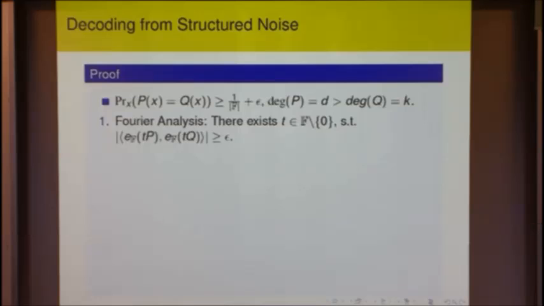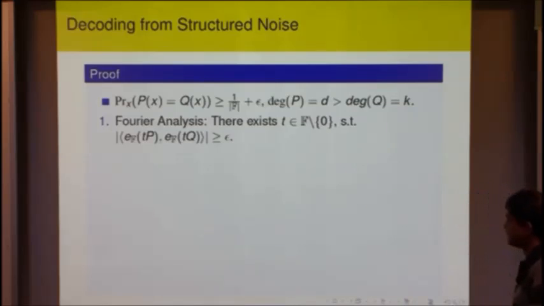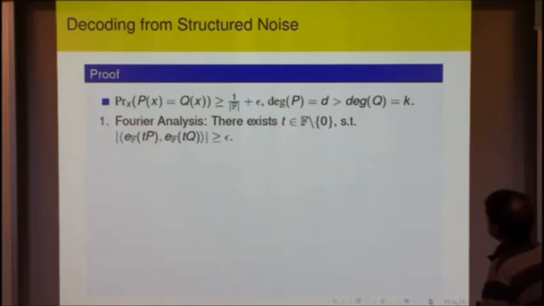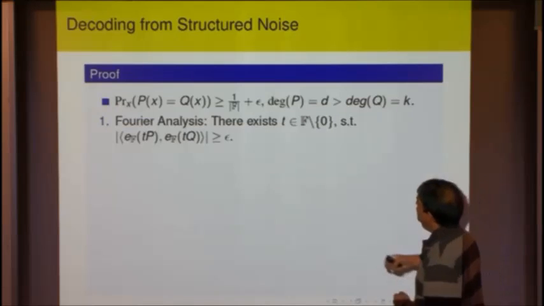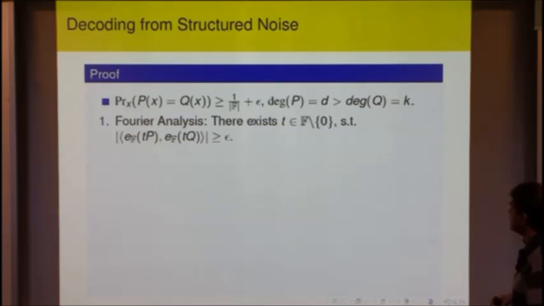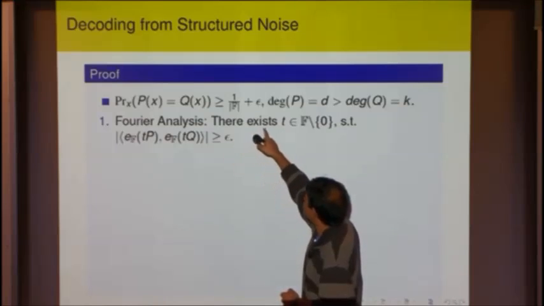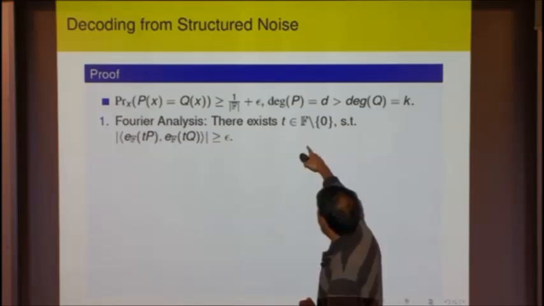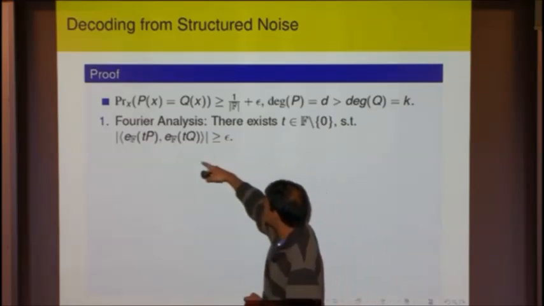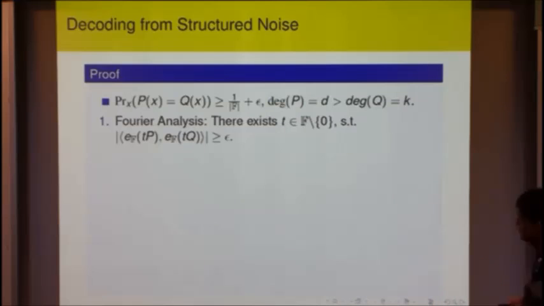So let me just sketch a bit of the proof. Again, you start with the fact that P and Q agree on at least 1/F plus epsilon fraction of places, and then you use Fourier analysis to convert this to a correlation lower bound. This is straightforward. If you know that the probability of P equal to Q is at least 1/F plus epsilon, you can show that there exists some non-zero t such that the correlation of Tp and Tq is also at least epsilon for some degree k polynomial Q. Okay.